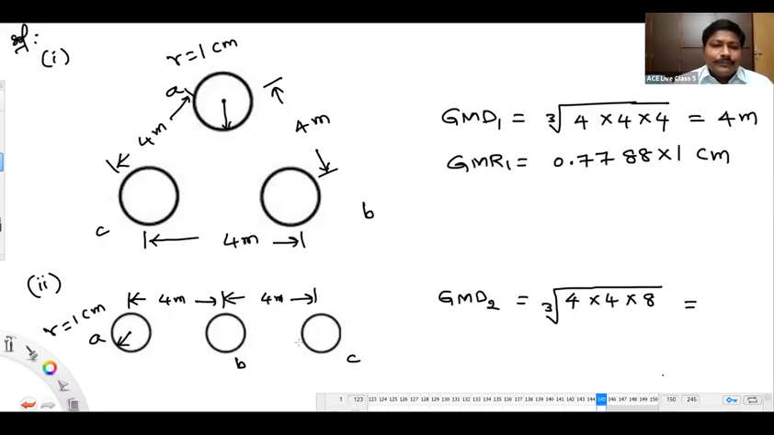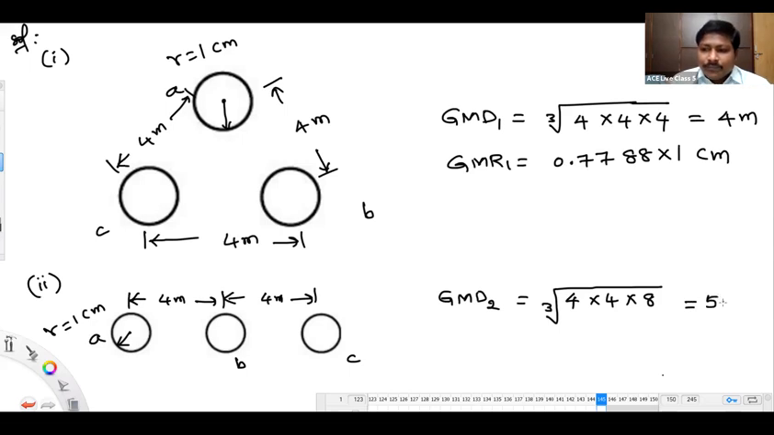Sir, if they gave 4 centimeters, then it's a bundle. It's not a bundle conductor, dear Imtiaz. They said these are two different systems, right? Why are you saying it's a bundle conductor? You should not decide the type of question based on those distances.